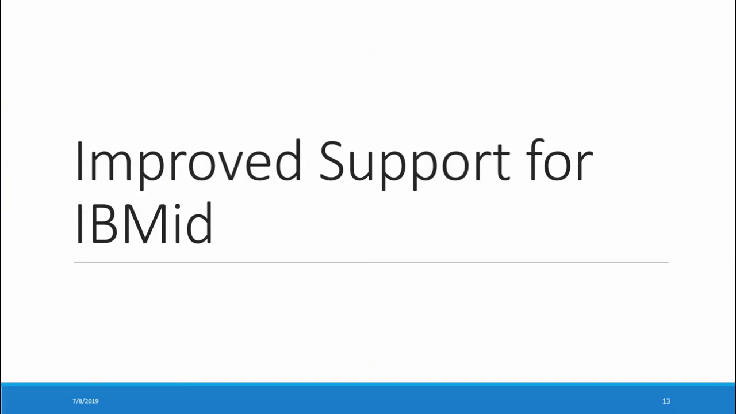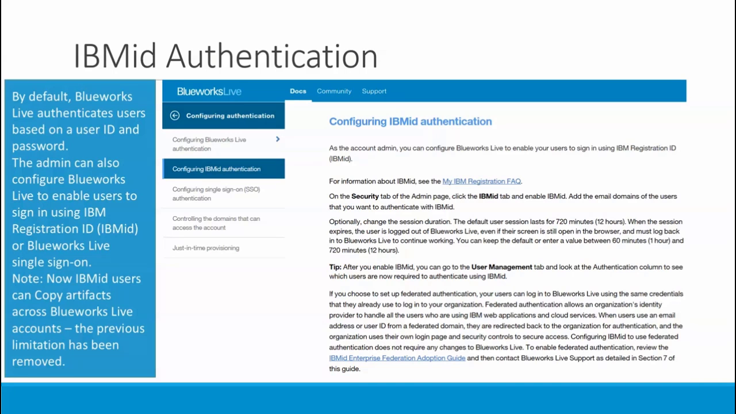So now let's look at how IBM ID is becoming a more compelling authentication method for Blueworks Live customers that use other IBM applications. IBM ID authentication is already available as an alternative to Blueworks Live default basic auth and Blueworks Live single sign-on. But we've made a couple of enhancements to it that I wanted to let you all know about. First of all, we've removed an existing limitation where IBM ID users couldn't copy artifacts across their accounts, so IBM ID users can do cross-account copies now.